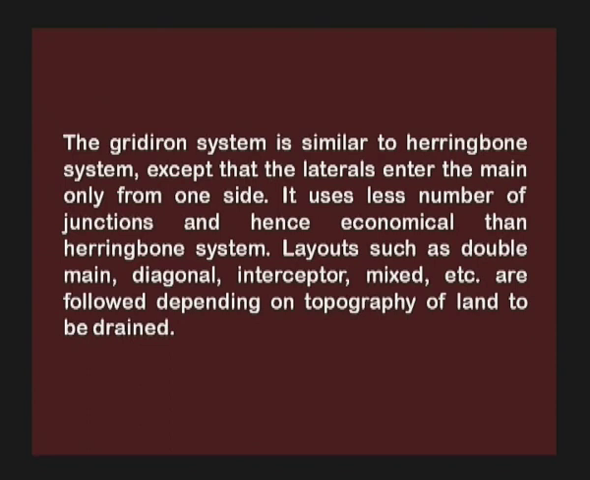The gridiron system is similar to the herringbone system except that the laterals enter the main only from one side. It uses a smaller number of junctions and hence is more economical than the herringbone system. Layouts such as double main, diagonal, interceptor, mixed, etc. are followed depending on the topography of the land to be drained. So, the different systems and layouts are adopted depending on the topography of the land.